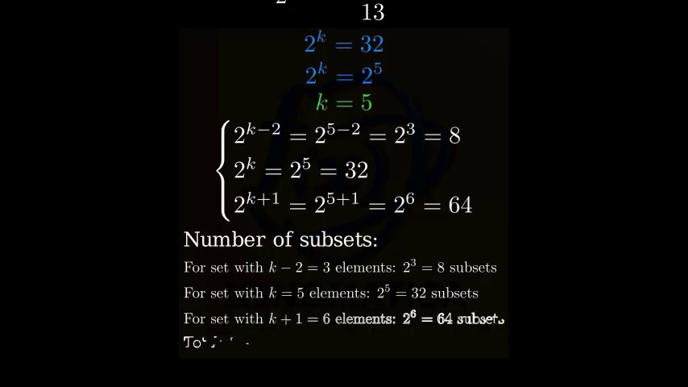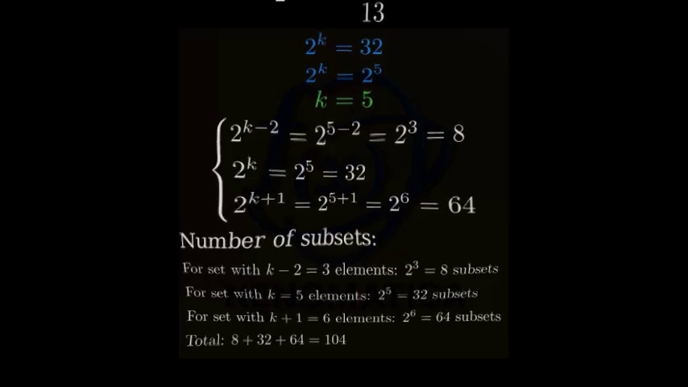Therefore, the sets have 8, 32, and 64 subsets, respectively. Indeed, we can verify that their sum is 8 plus 32 plus 64, which equals 104, confirming our solution.